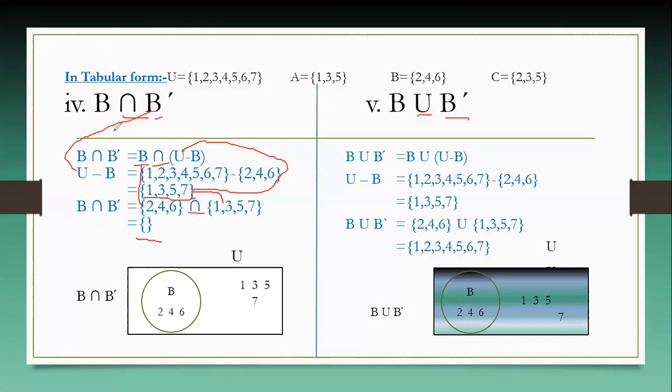Now, how can we draw the Venn diagram, dear? Here the universal set is there and B is there. Only B and the universal set are over there. Is there any set A, C over there? No. That means I have to draw a rectangle and a circle. First, fill the circle: B contains 2, 4, 6, and write down the remaining elements of the universal set outside the circle.